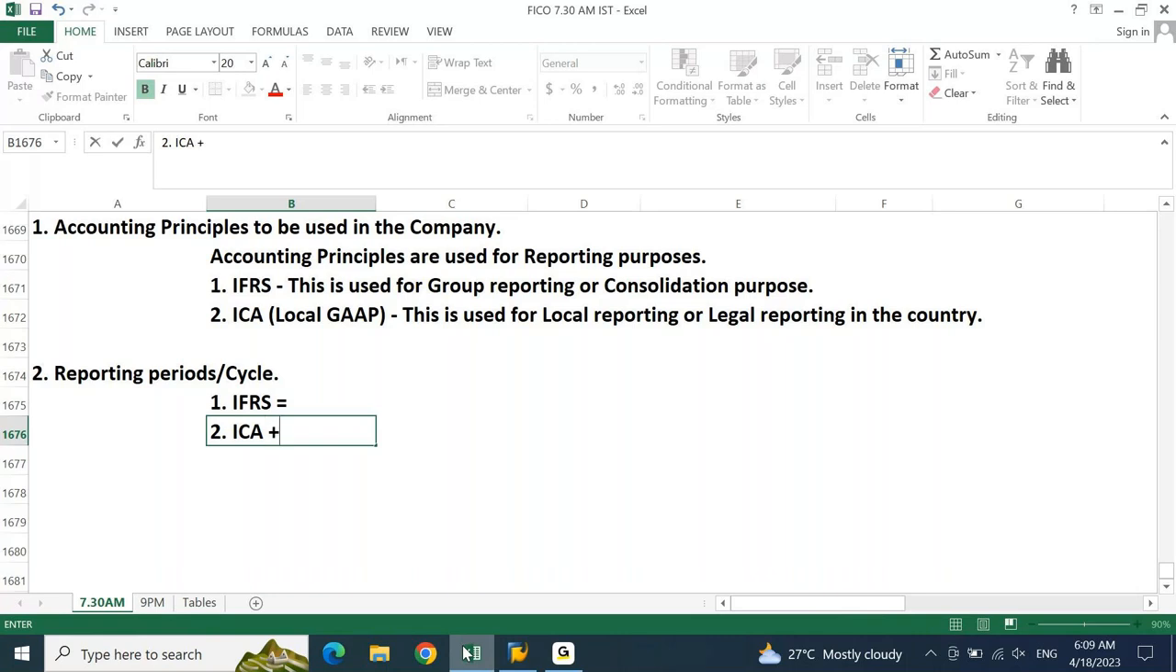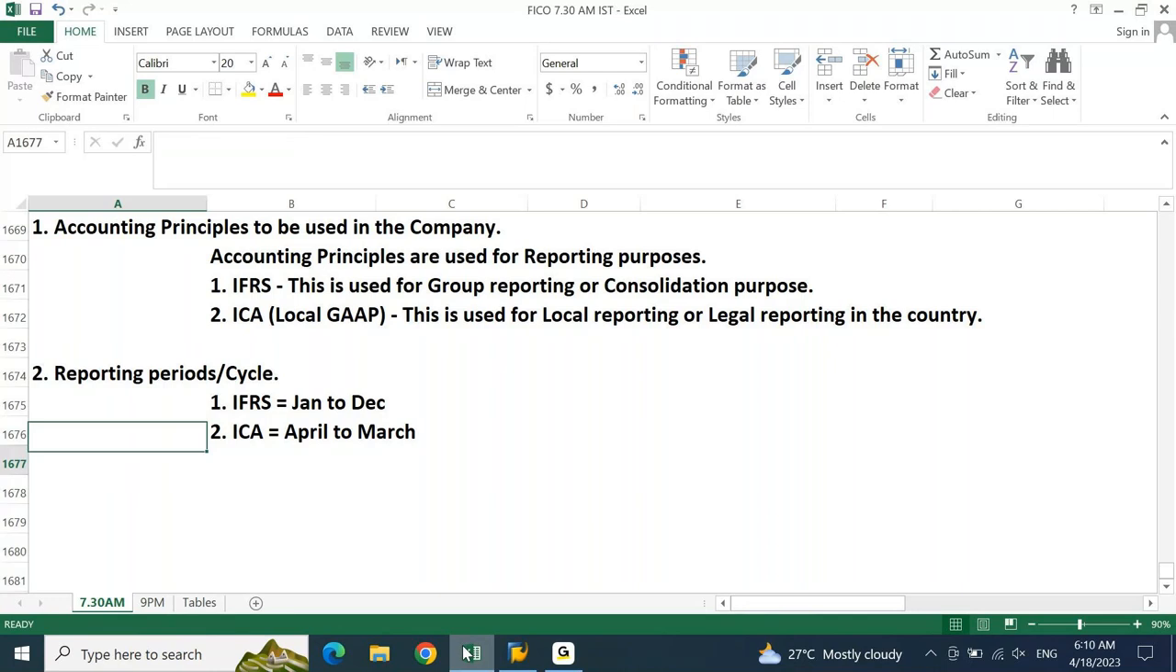According to Indian Companies Act, what will be the reporting cycle? Fiscal year April to March. Let's say according to IFRS, this will be January to December. So we have decided that we will be going ahead with two accounting principles, IFRS and Indian Companies Act. For IFRS, your reporting cycle will be January to December. For Indian Companies Act, your reporting cycle will be April to March. Third one we have to understand is currencies.